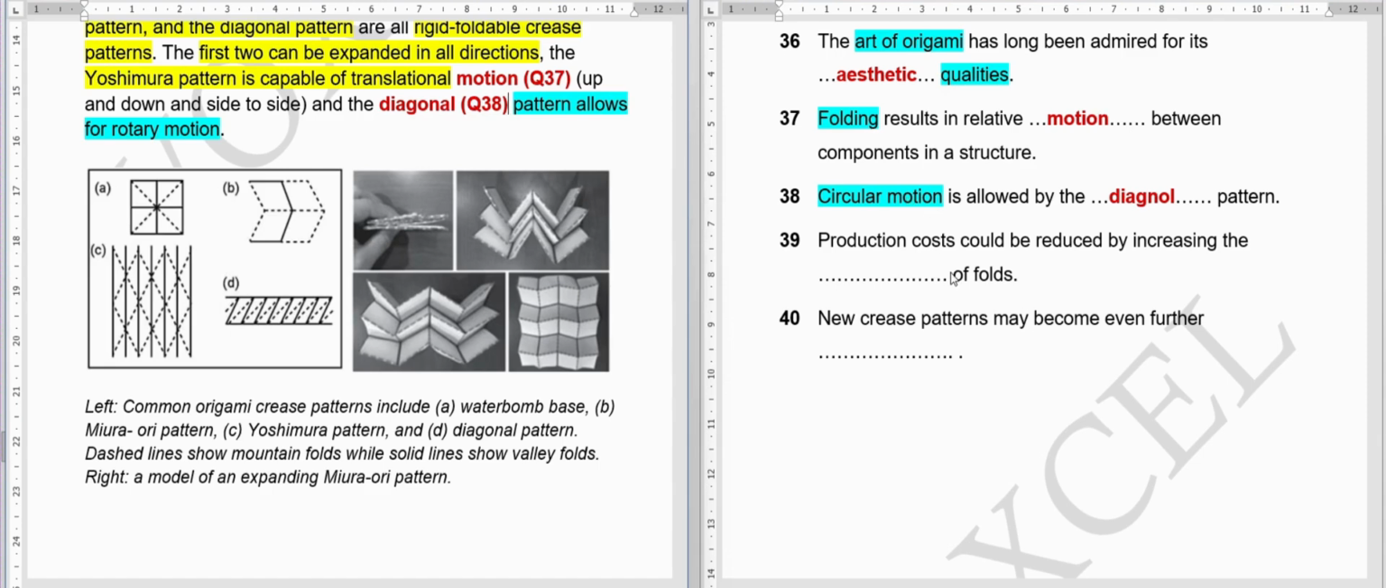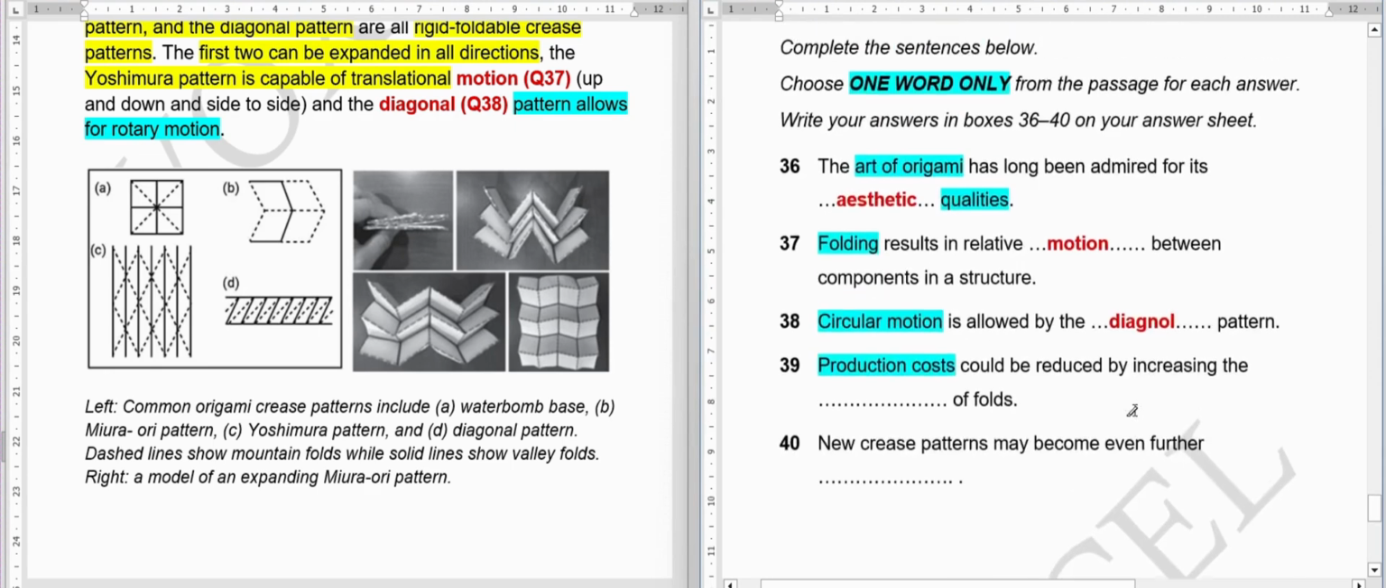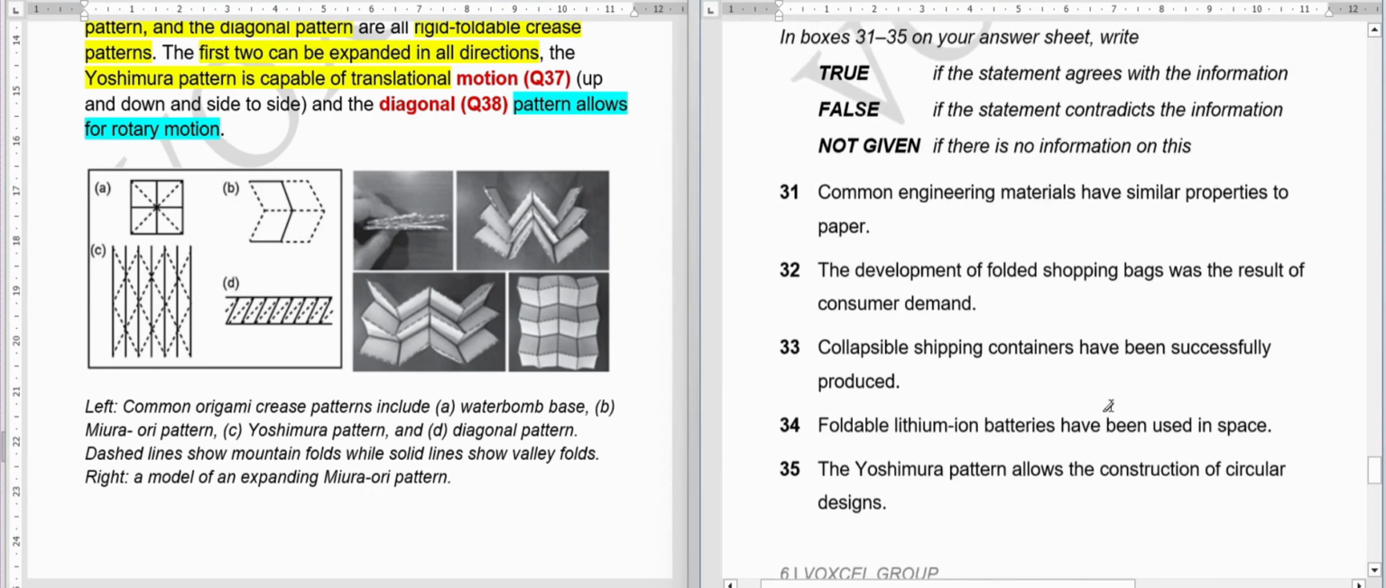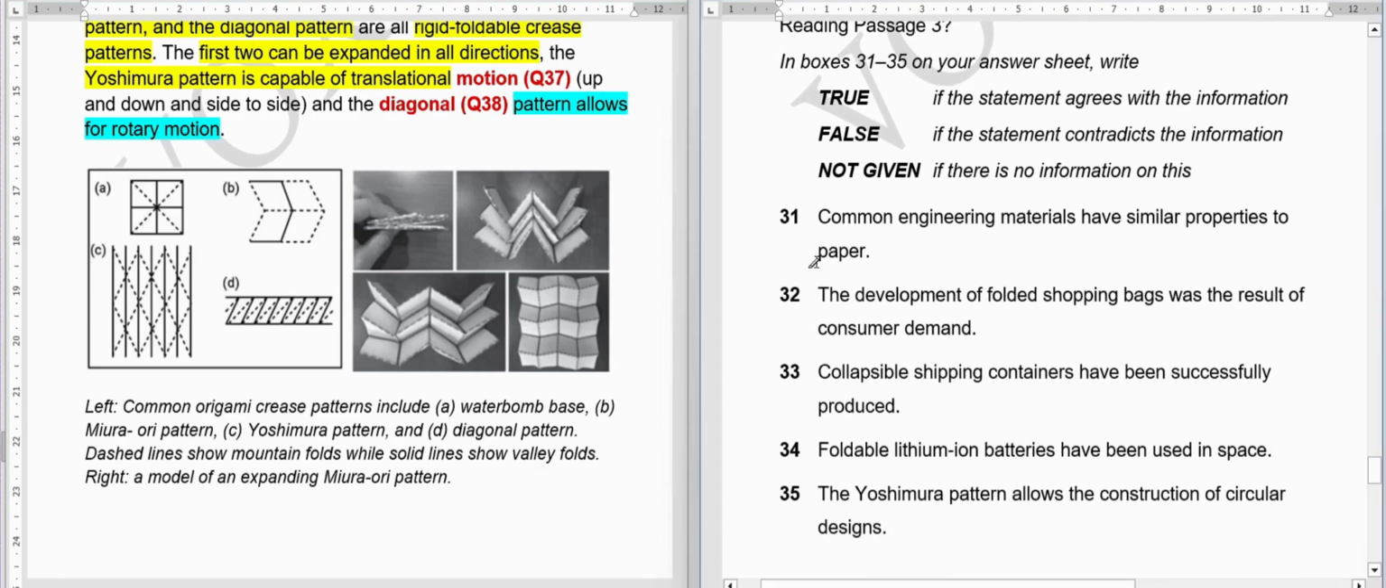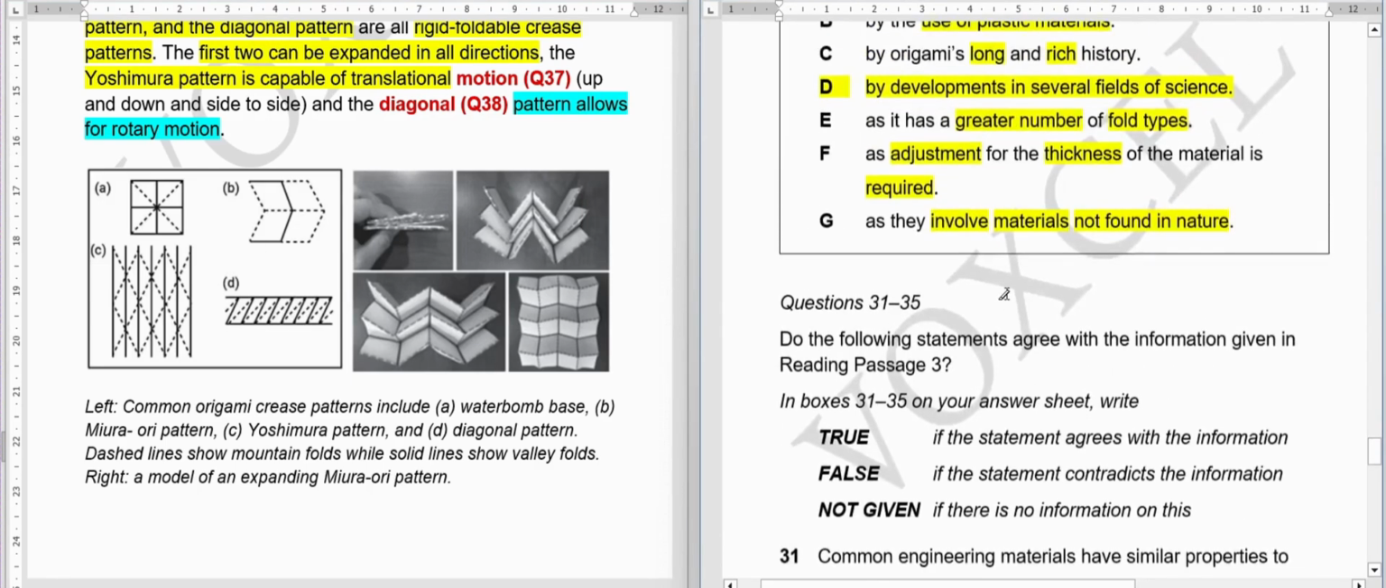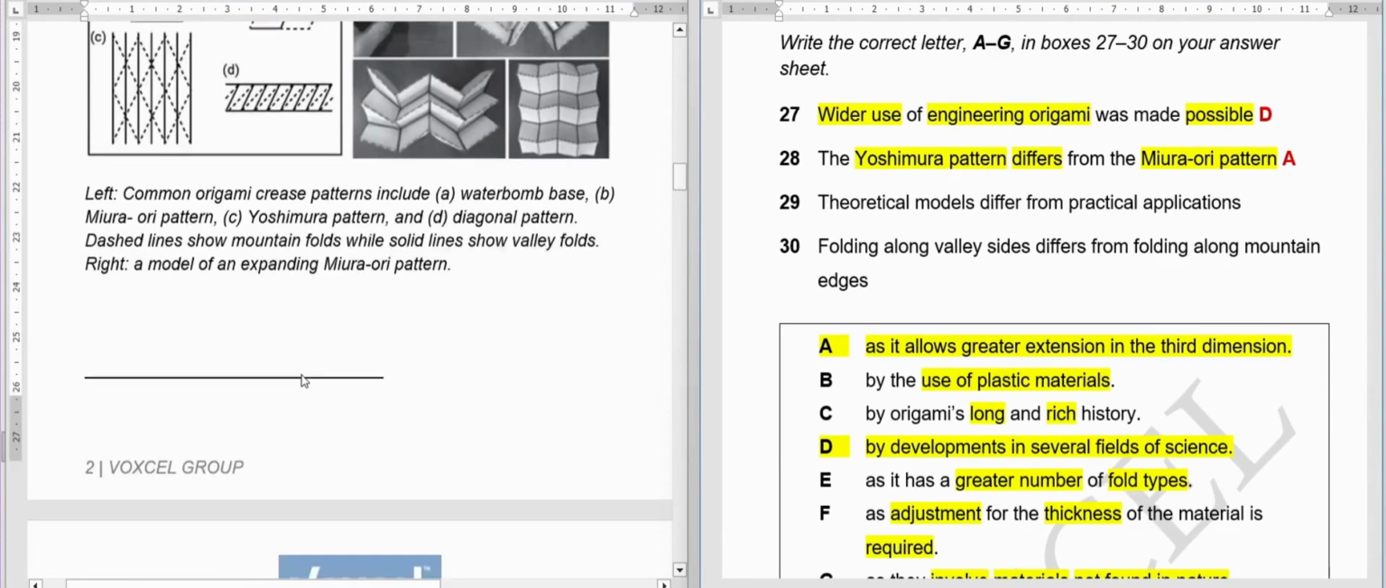Okay, let's read the 39th question. Production cost could be reduced by increasing the dash of fold. So there is no mention of production cost so far. Wherever it is written production cost, we will know our answer is in that particular sentence. So there is no mention of any common engineering material. So we're gonna read the next paragraph.